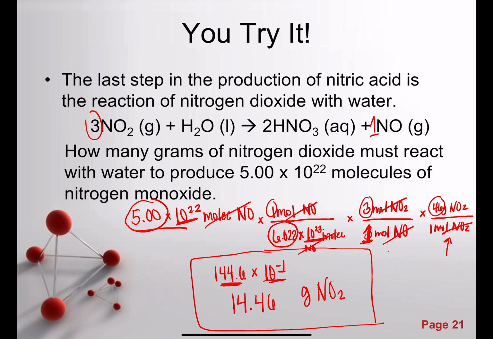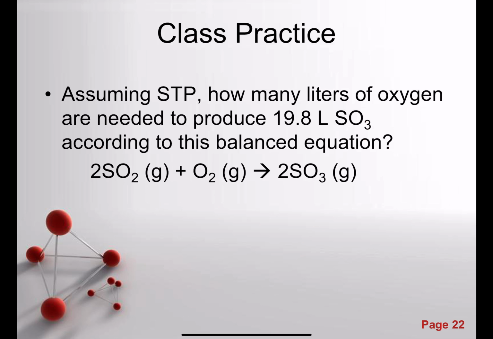Now, I wouldn't count against you if you wrote it as 144.6. Maybe you wrote it in scientific notation as 1.446 times 10 to the first. That's technically okay too, but I personally would have written it as 14.46. Any of those combinations would be fine. Again, I want to see that you can do the work, not that you can express it in a specific way. So let's do one more together here.